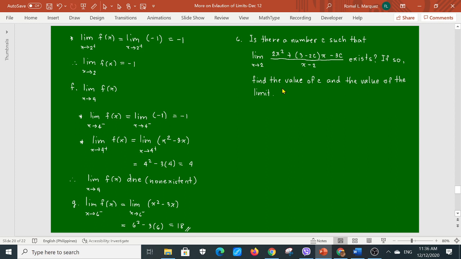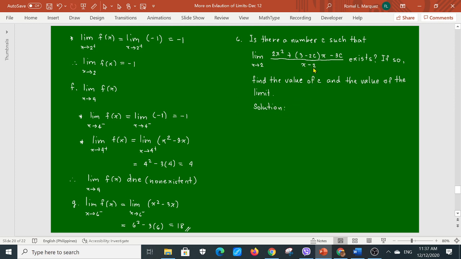Any suggestion, guys? How are we going to solve this problem? Is there a number c such that this limit exists? If so, what is that value of c? And also, what's the limit? Guys, any suggestion?